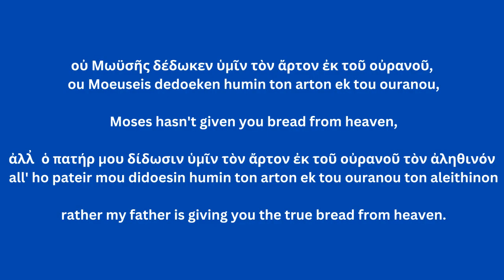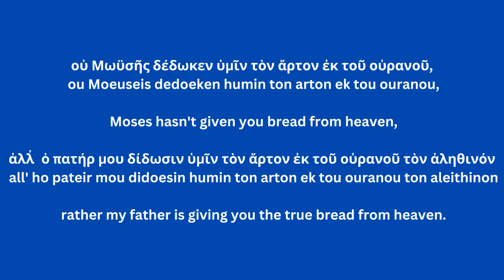"Ou Moises dedoken humin ton arton ek tu huranu." So Moses, right? Moses, ou dedoken, has not given to you, has not given what to you? Ton arton, the bread, ek tu oranu, from heaven. So Moses hasn't given you the bread from heaven. Next, the next group below.